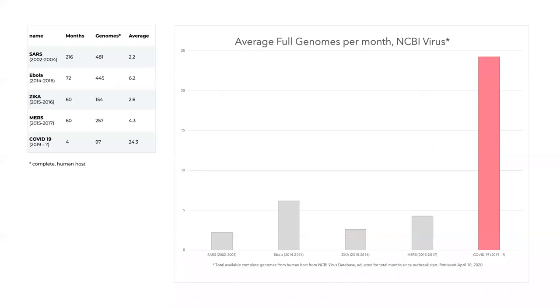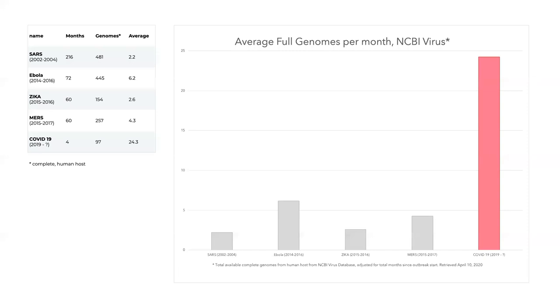Unlike previous outbreaks, the COVID-19 epidemic brought with it a huge collection of data that has been made publicly available and accessible on such repositories as the National Center for Biotechnology Information, or NCBI. In fact, if we look at the speed that this data has been made available at, we will find that COVID-19 outbreak has generated approximately 5 times more full genomes compared to 4 previous major outbreaks, including SARS-1 of 2002, Ebola of 2014, as well as Zika and MERS of 2015.